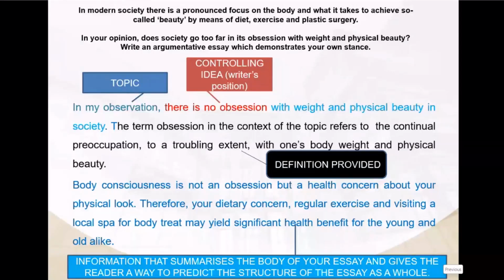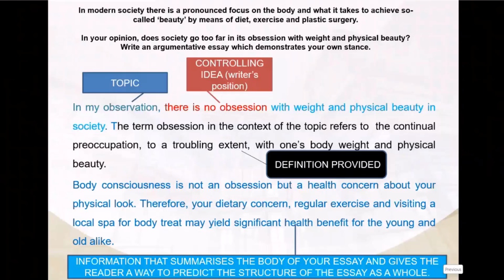They are going to be saying it's not an obsession. They are just concerned about their body, the fitness of their body. So you can't call a concern about fitness an obsession. Not to be really worried whether you are fit or not. And so this is what the student is going to be saying to support their position on the topic. But a health concern about your physical look.